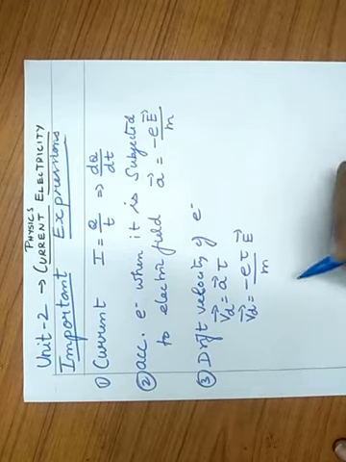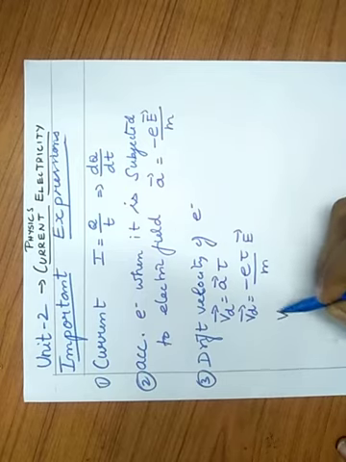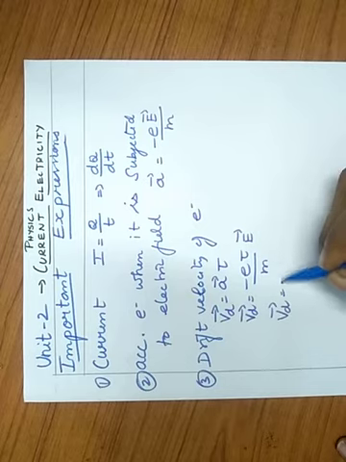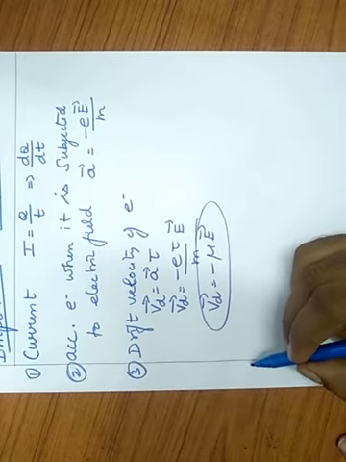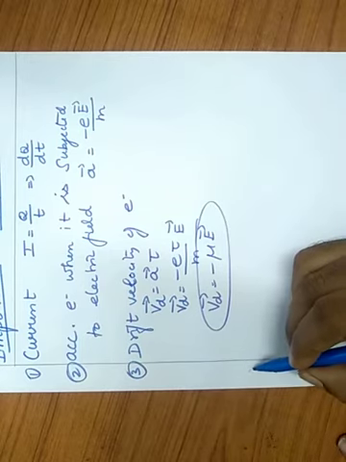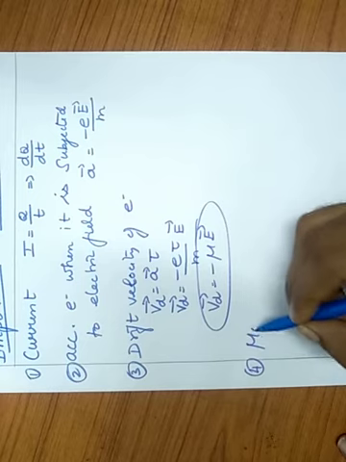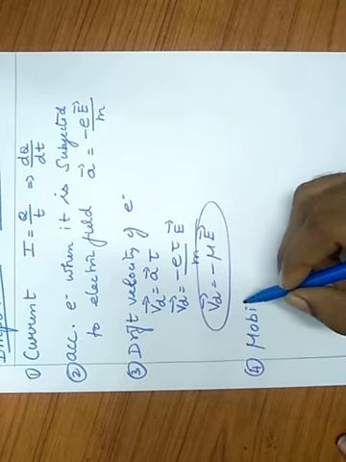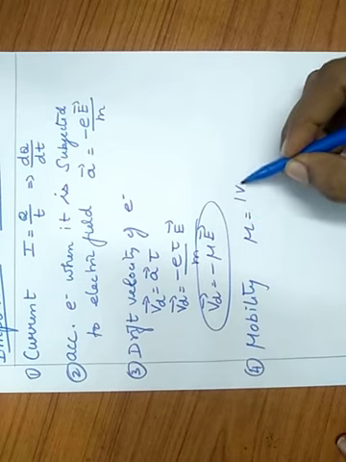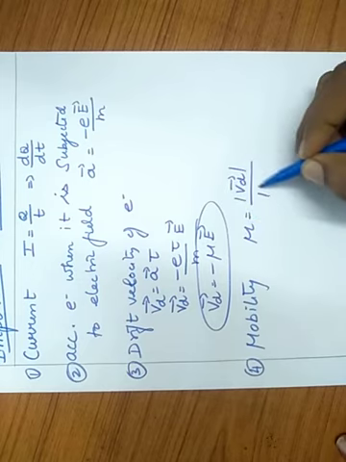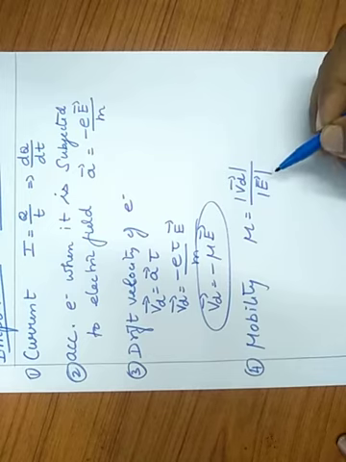Okay, we can also write in terms of mobility, Vd vector is equal to minus mu E vector. Okay, then the term mu is known as mobility. Mobility is the drift velocity acquired per unit electric field. Okay, then mu is equal to Vd vector modulus by E vector modulus.